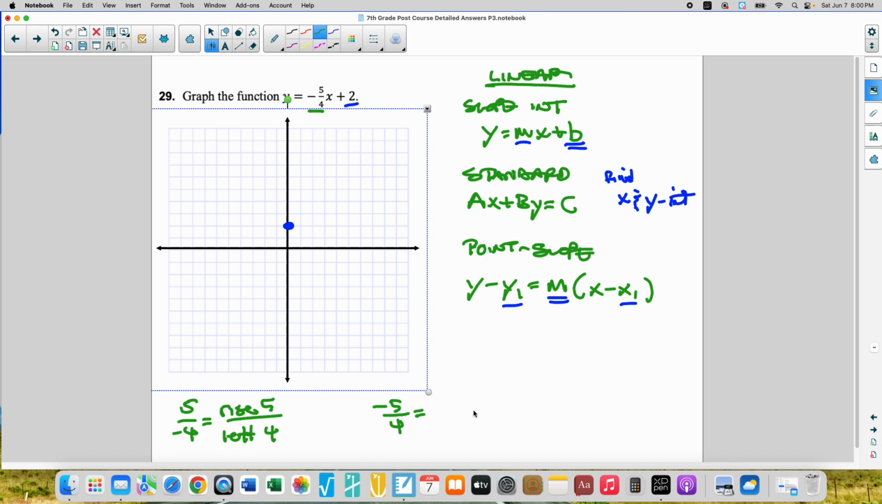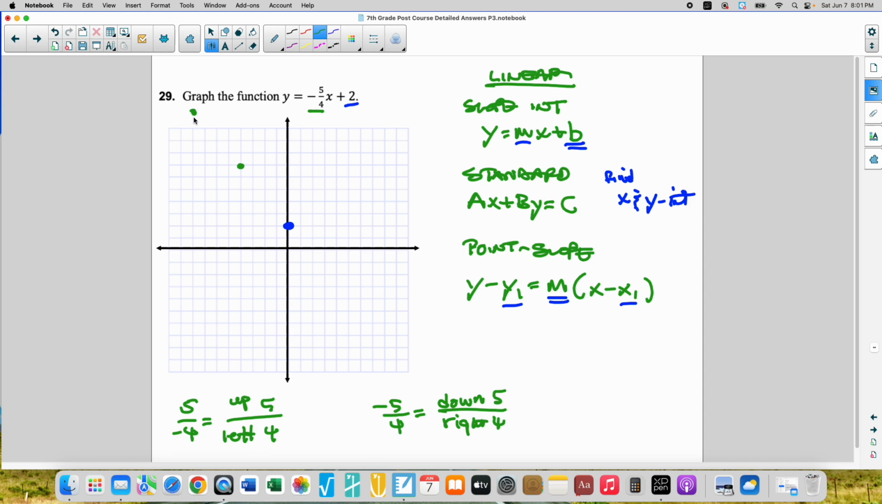And then if we had the negative up on the top, you would go down. Rise, that would be up. Rise, up 5. That's up 5, left 4, or we go down 5, positive 4 is right 4. So from this point, we can go up 5, 1, 2, 3, 4, 5, and then left 4, 1, 2, 3, 4.